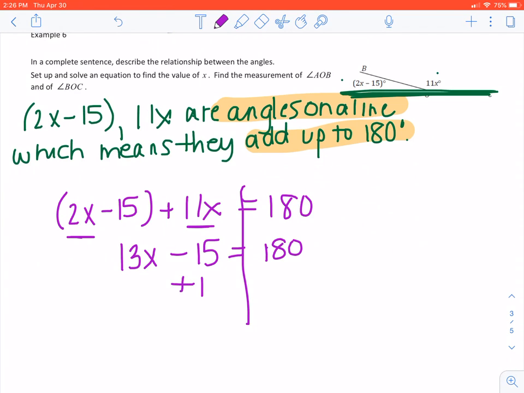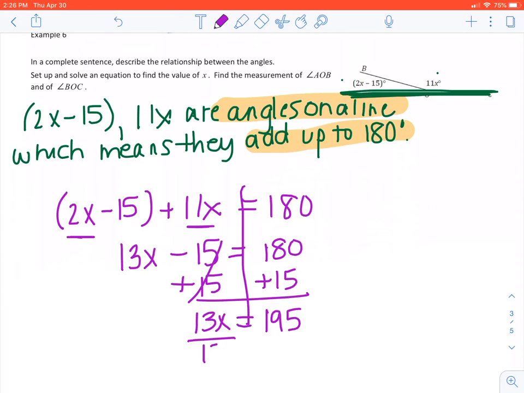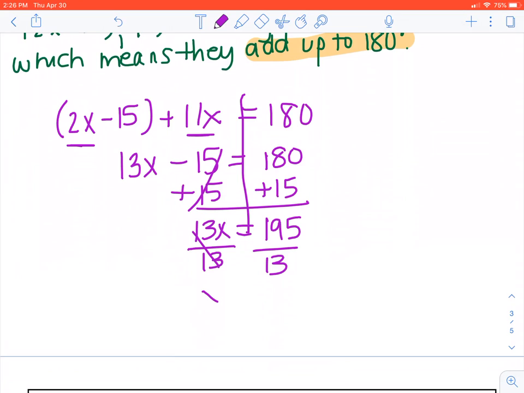So I'm going to add 15 to both sides to finish solving this. So I have 13x equals, now I'm going to add 180 plus 15, that gives us 195. So we're going to divide both sides by 13. So x is equal to, let me do that in the calculator, 195 divided by 13 gives us 15. So our x is 15.